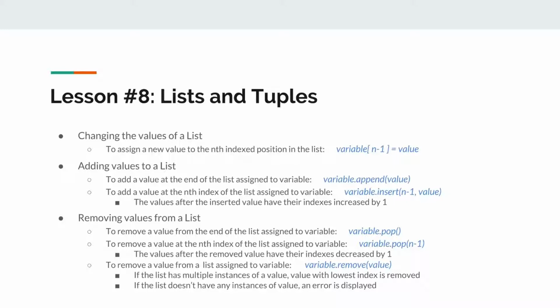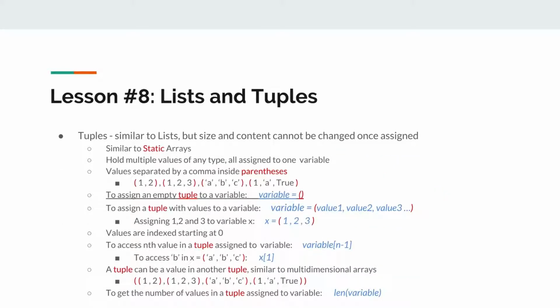Let's look at another type of value in Python. Tuples are very similar to lists in Python. However, once tuples are assigned, their values and size cannot be changed. The differences between tuples and lists are highlighted in red. The main difference in notation is that the values in the tuple are denoted inside parentheses instead of square brackets. Everything else remains the same.